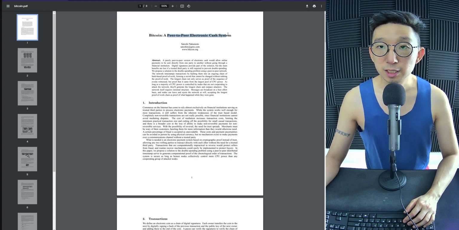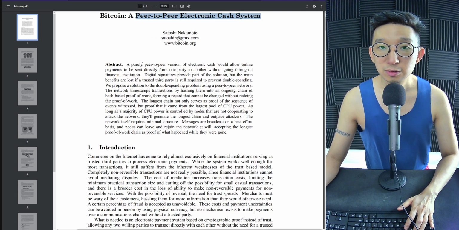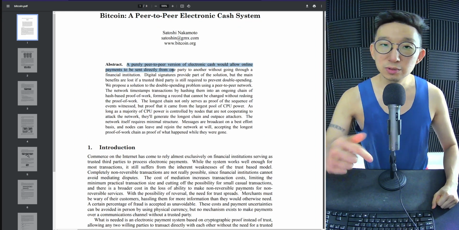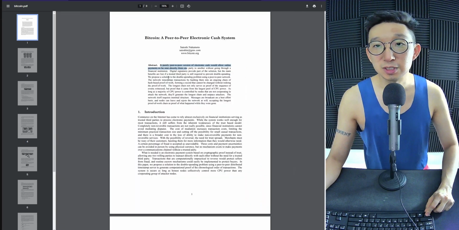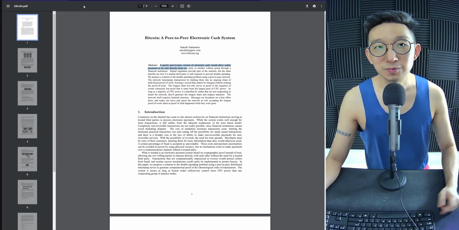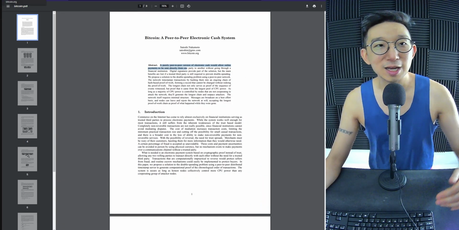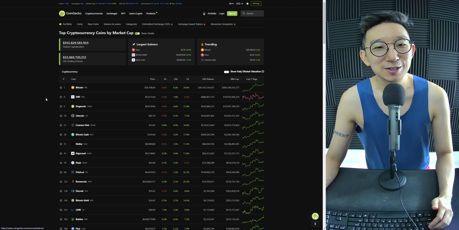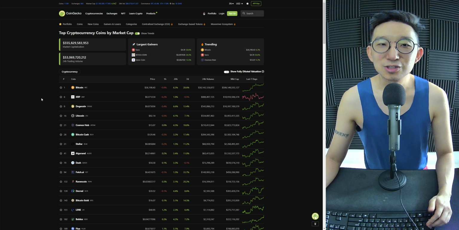Bitcoin is a peer-to-peer electronic cash system, right? A purely peer-to-peer version of electronic cash would allow online payments to be sent directly from one party to another without going through a financial institution. Bitcoin was invented to go around banks, right? So that's the purpose of Bitcoin. But it's now called store of value.